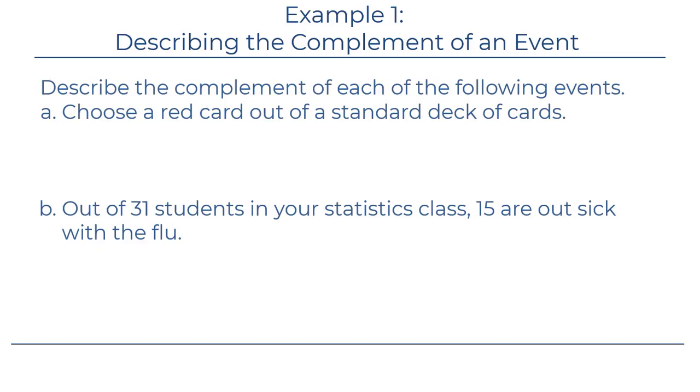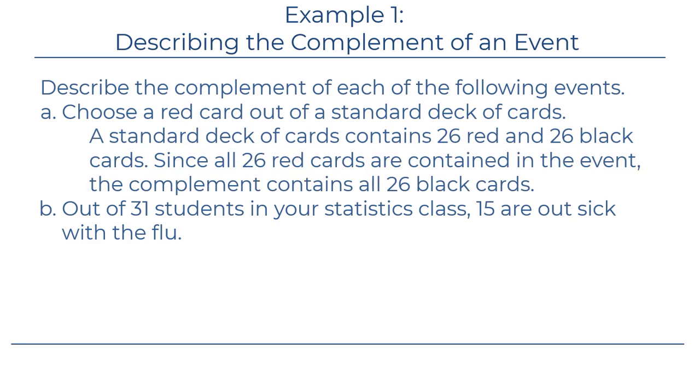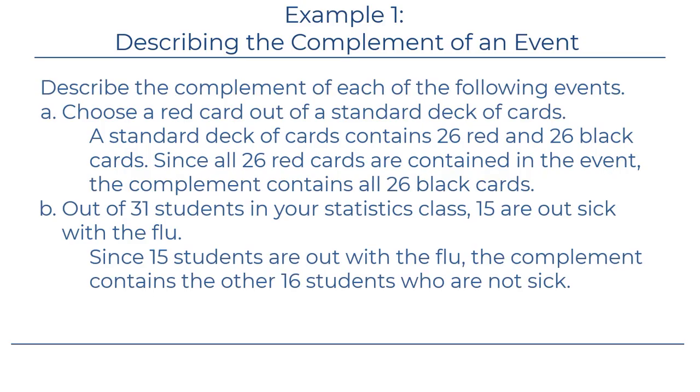For example 1, we are to describe the complement of an event. For A, choose a red card out of a standard deck of cards. Since a standard deck of cards contains 26 red and 26 black cards, all 26 red cards are contained in the event, and the complement contains all 26 black cards. B, out of 31 students in your statistics class, 15 are out sick with the flu. In this case, since 15 students are out with the flu, the complement contains the other 16 students who are not sick.